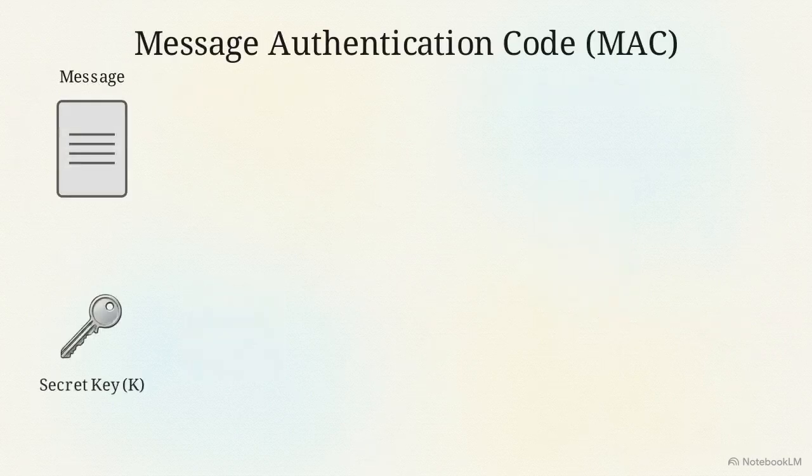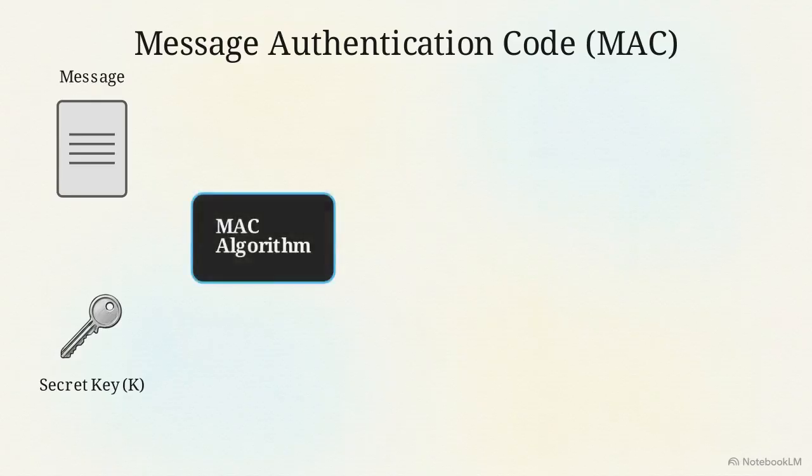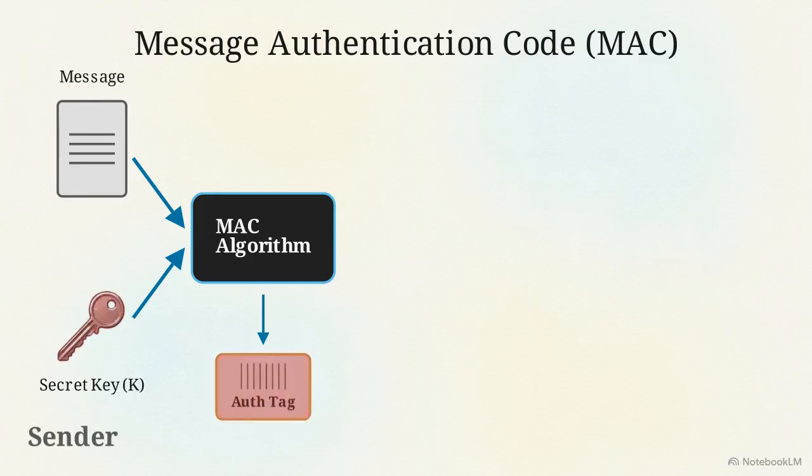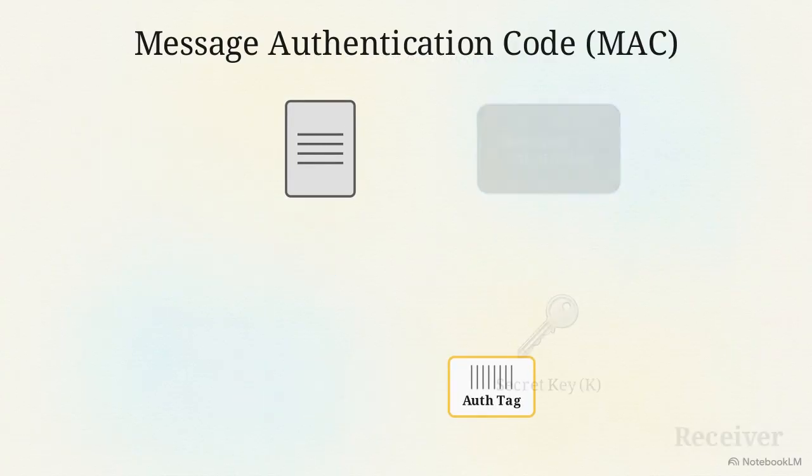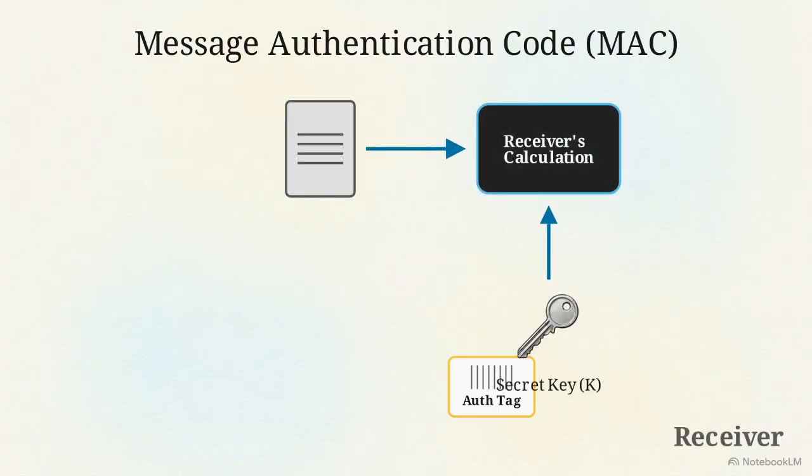To create that digital seal, systems use a message authentication code, or MAC. We start with the original message and a secret key. We feed both into a specific MAC algorithm, which generates a small piece of data called an authentication tag. By requiring a secret key, the tag is permanently tied to the specific sender.